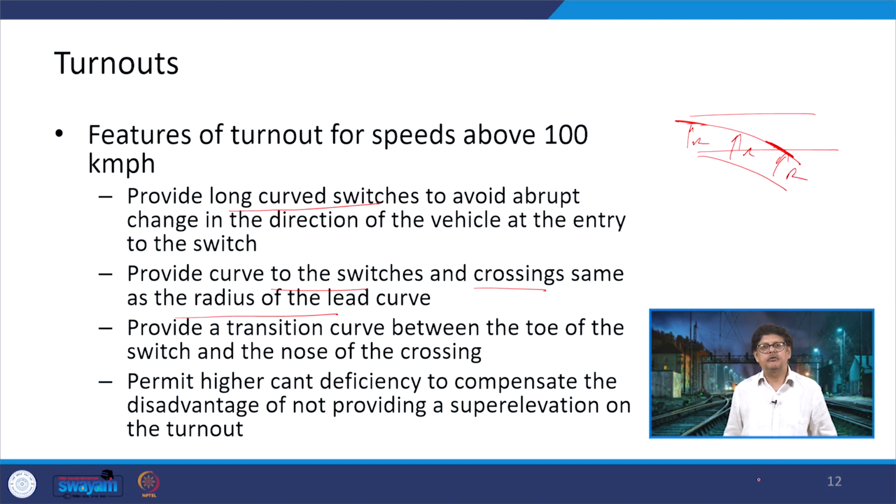Provide a transition curve between the toe of the switch and the nose of the crossing. We did talk about the problem when the transition curve is not provided: there is a jerk, a jump can be there, and that is a problem. Now, permit higher cant deficiency to compensate the disadvantages of not providing a super elevation on the turnout. So, we are trying to compensate it in terms of the cant deficiency.